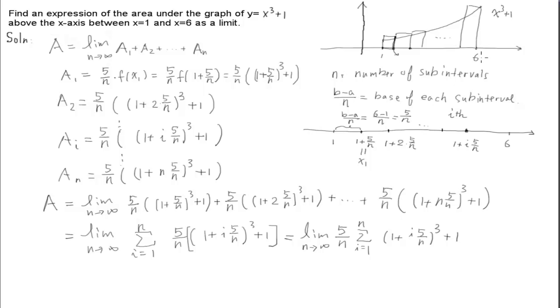How can we see that? You can see that if i is n, that means at the right end point, the last one, then n's cancel. You have 5 plus 1 is 6. So we can still see that.